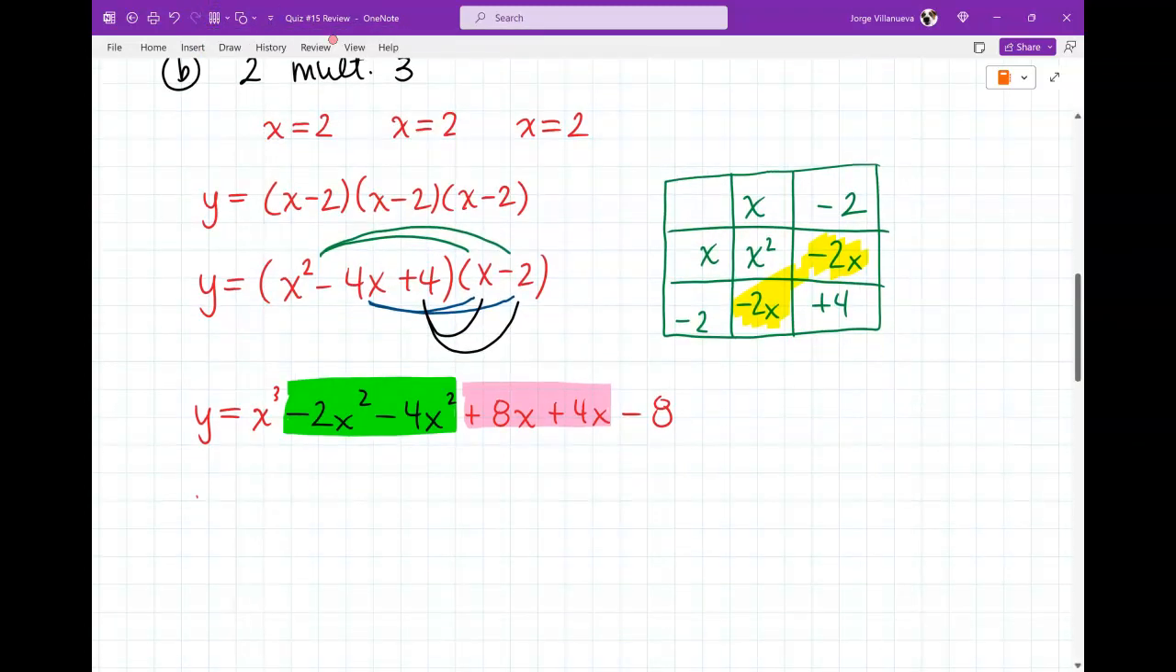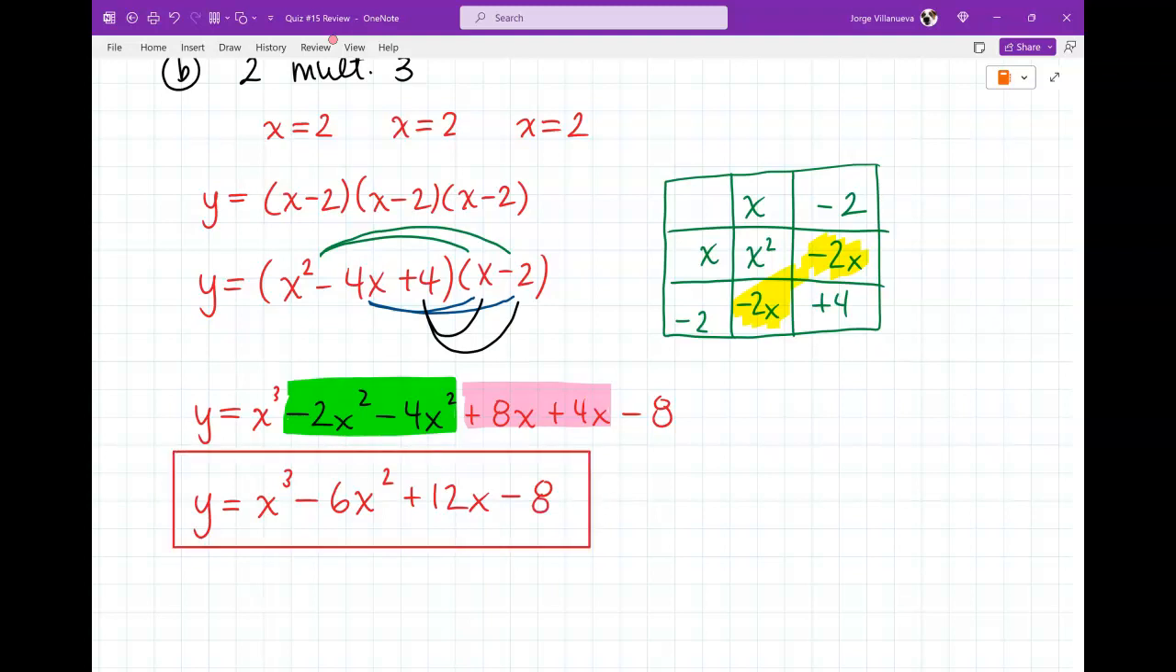So let's see. Y is equal to x cubed. Negative 2x squared minus 4x squared, negative 6x squared. 8x plus 4x, 12x. And then minus 8. And we're done.